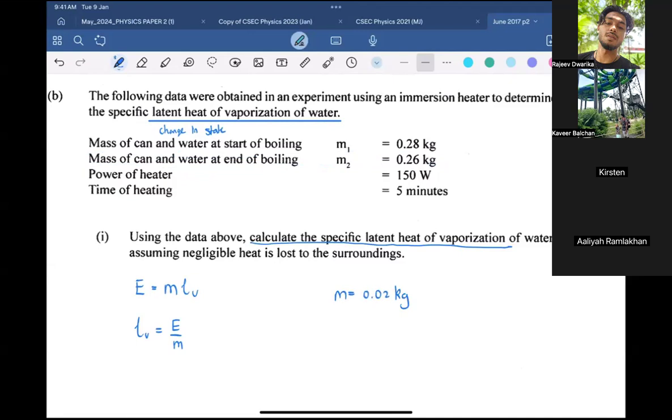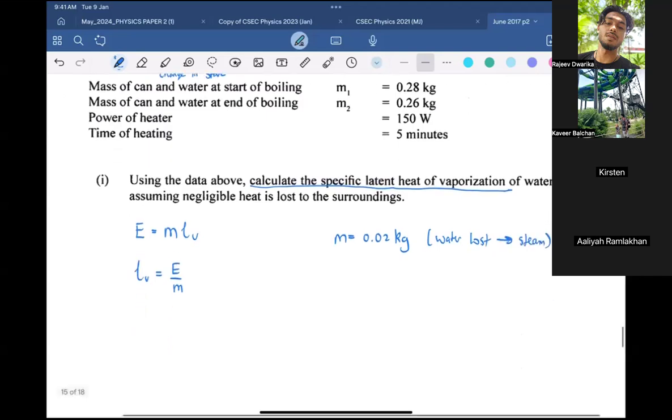Justin, tell me if that is confusing you. No, you just subtract it, right? And that's how much water we lost, the water that turned to steam. So we know what the mass is. We need to figure out the energy.